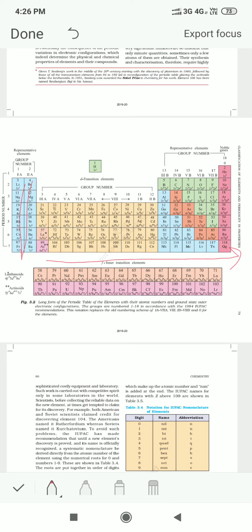Now, these 18 vertical columns are actually different groups. We call these vertical columns groups. The vertical columns are known as groups, and there are 7 horizontal columns.